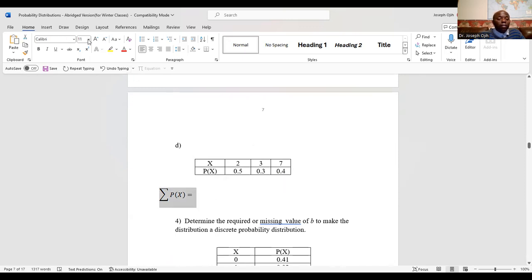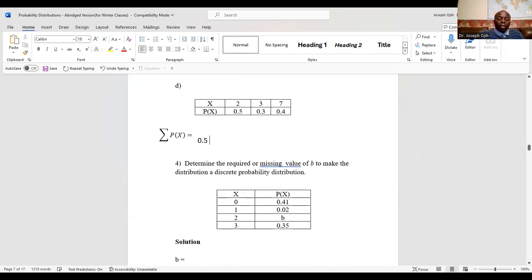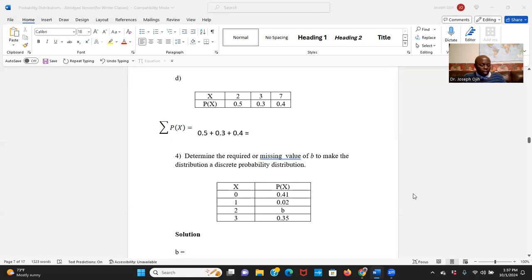Again, the sum of the probabilities now becomes 0.5 plus 0.3 plus 0.4. Let me write them down before we check it. I got 0.5 plus 0.3 plus 0.4.